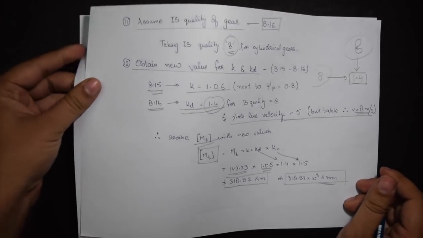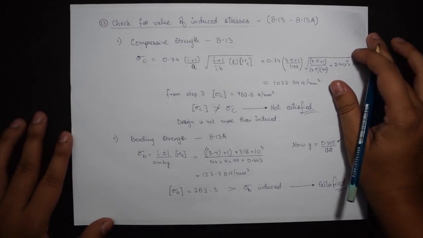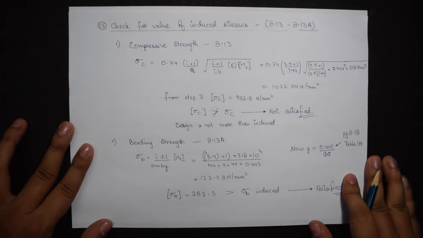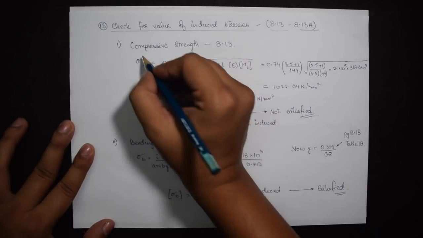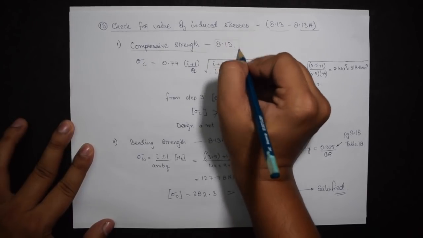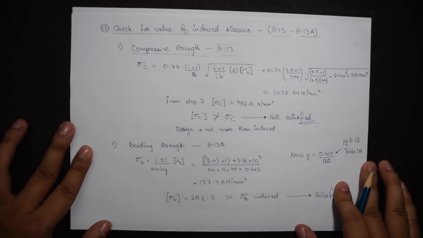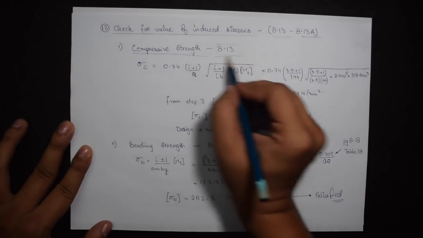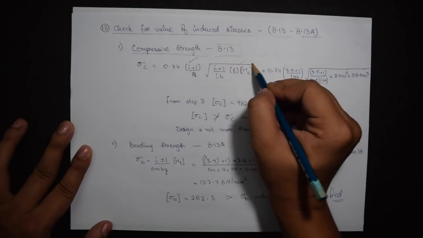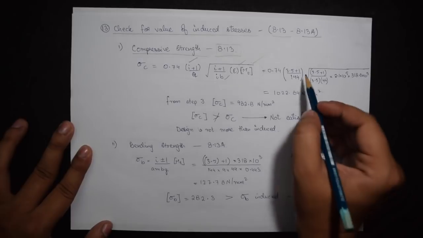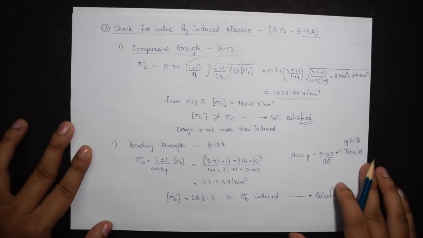Finally, let us calculate the induced stresses from 8.13 and 8.13a. Compressive strength is given on page 8.13. We'll be using this formula, sigma c is equal to this one, where we know the value of I, E and MT. Also we know B is equal to 44. So my value comes out to be 1022.84 Newton per mm square.